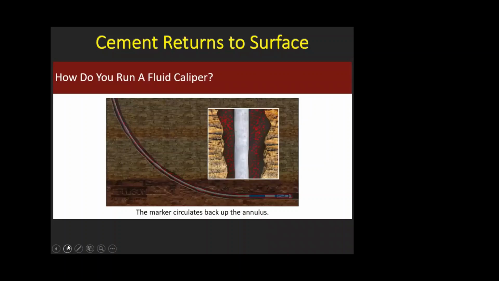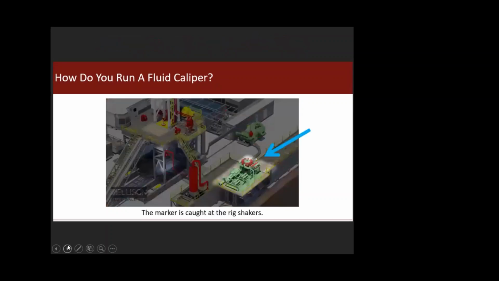Okay. So we've now dropped the marker down the drill pipe. It has come out the bit and it is circulating back up the annulus. We're going to sample returns generally at the rig shakers, but wherever is the safest and most reasonable place. Sometimes it's out at the pits, sometimes it's in the cellar, but generally speaking, we're going to catch it over the rig shakers or in the possum belly.